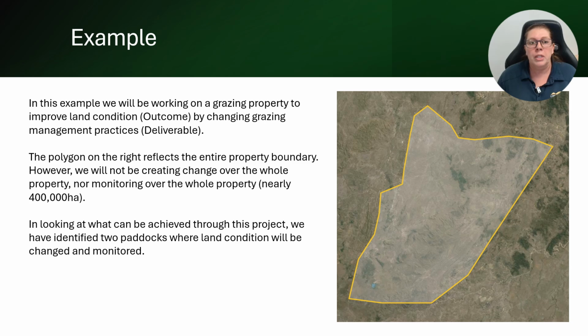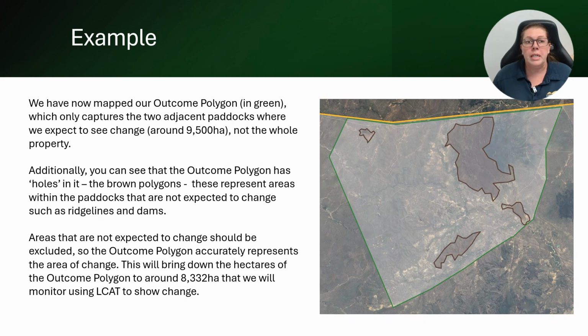So therefore, this project is going to focus on 2 paddocks where infrastructure will be installed to support the improved grazing regime. So what we can see now is a green polygon, which is our outcome polygon. It represents the 2 adjacent paddocks where we're expecting to improve the land condition. What you can also see in the map is the brown polygons, which have been cut out of the outcome polygon. And that's because these are areas that aren't like the land we're trying to change.